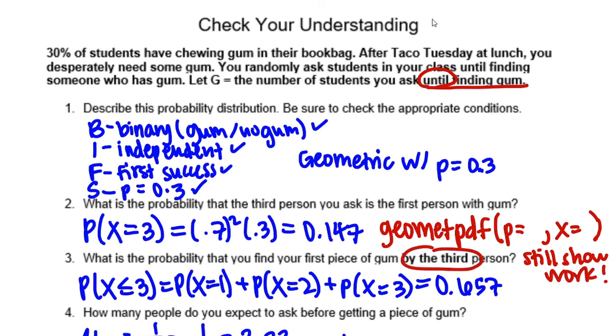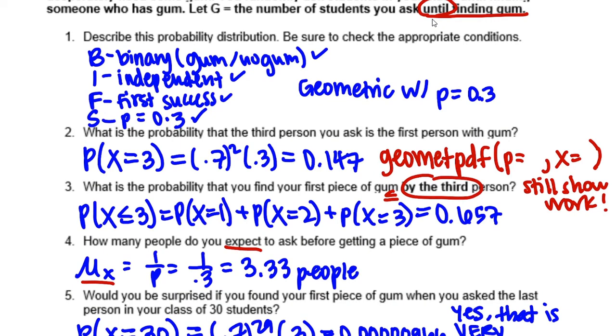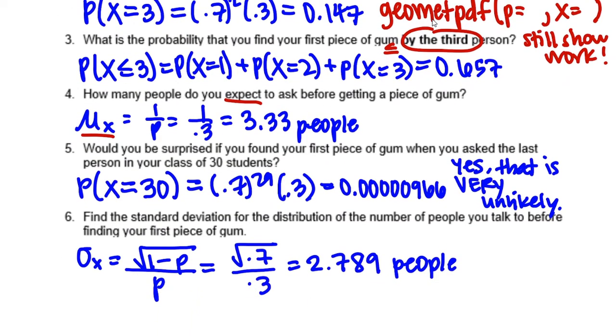By the 3rd means less than or equal to. If I tell you guys something is due by the 3rd, I know many of you will be doing it on the 3rd. So remember, that includes the third time. So less than or equal to. And then remember, expect is the mean. And then would you be surprised? Remember, you are surprised for low probabilities, and you're not surprised for higher ones.